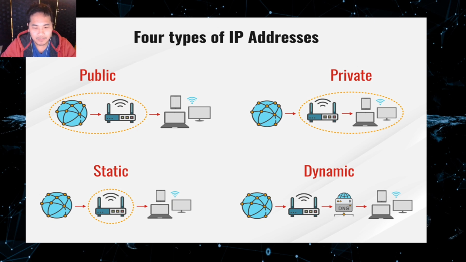A static IP address is manually configured and never changes. Servers, printers, and network devices often use static IPs because they need a consistent address so that other devices can always find them. A dynamic IP address is assigned automatically from a pool by a DHCP server. Your laptop usually gets a dynamic IP. It might change over time, but for most client devices, that's perfectly fine.